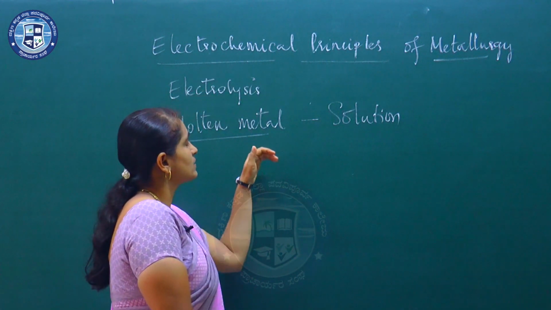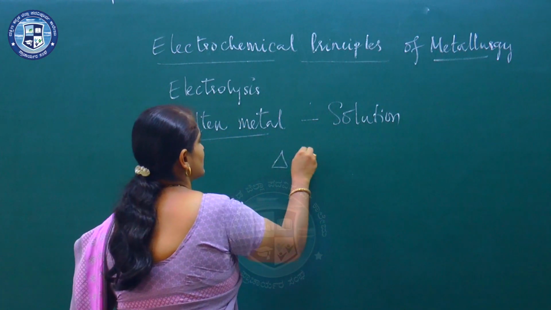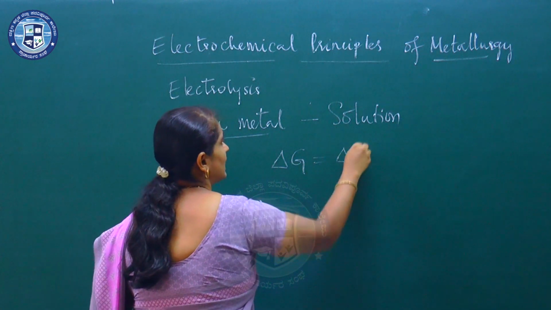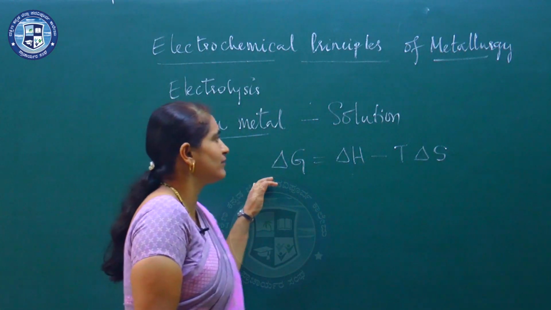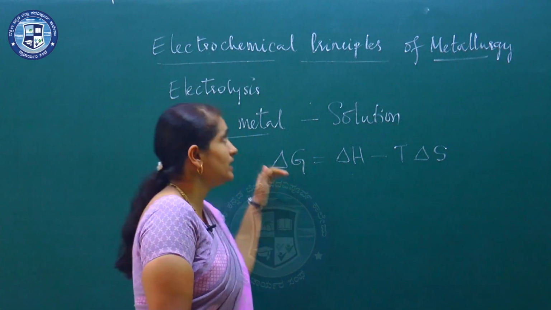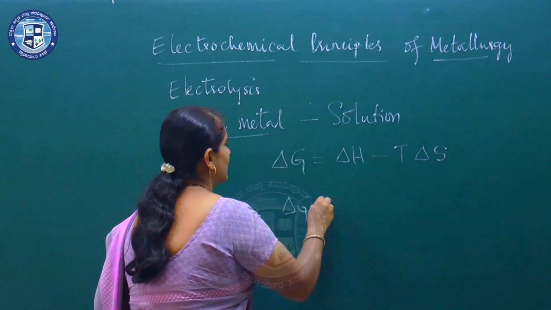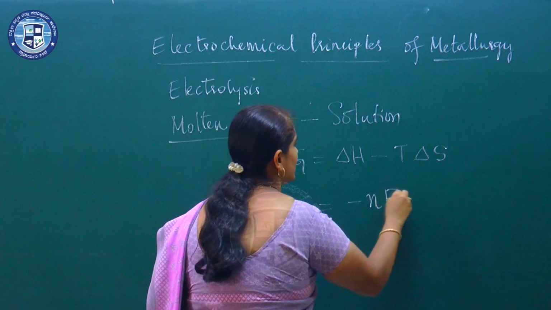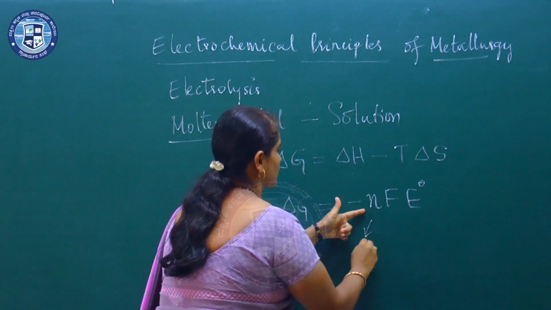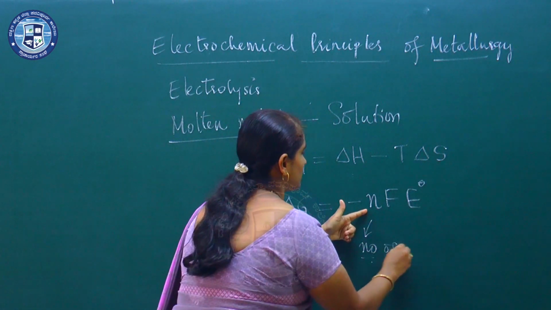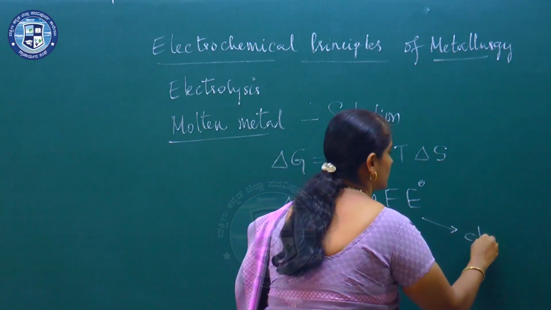See, in order to isolate or select a reducing agent, we used one equation earlier, which was delta G equals delta H minus T delta S, isn't it? So this was applicable for thermodynamics. Now in the case of electrolysis, a slight modification is seen in the equation. Delta G is equal to minus nFE naught, where n is the number of electrons that take part during the process, F is Faraday, and E naught is the electrode potential.